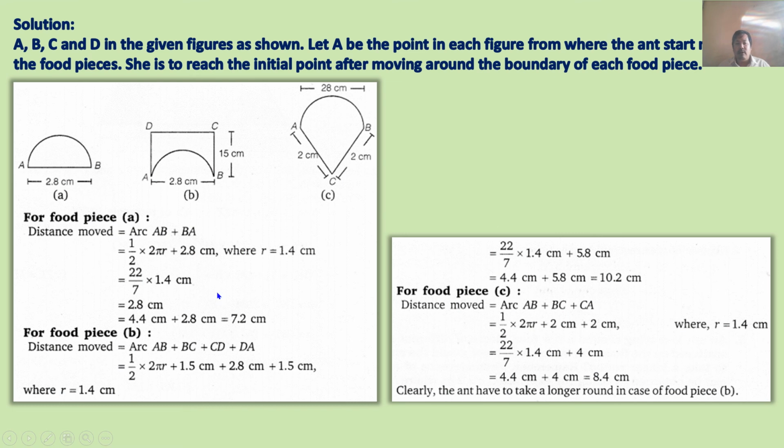So of all three, the one having the most distance is foot B, isn't it? That means the end is taking a longer round in the case of foot piece B, which has the actual length of 10.2 centimeter to go. Okay, so this is the answer for question number 5.